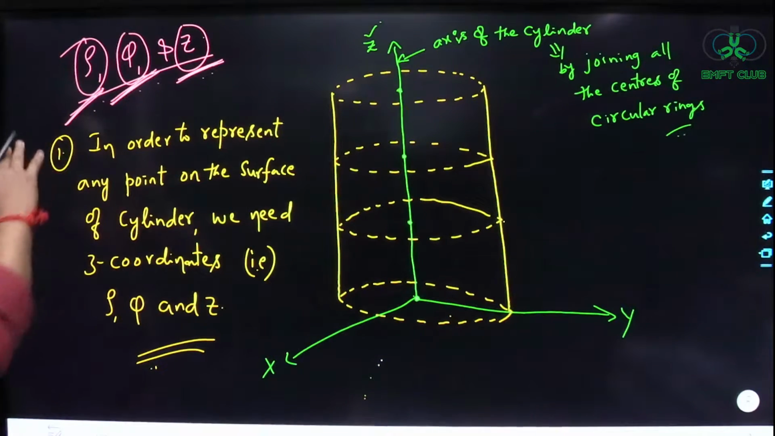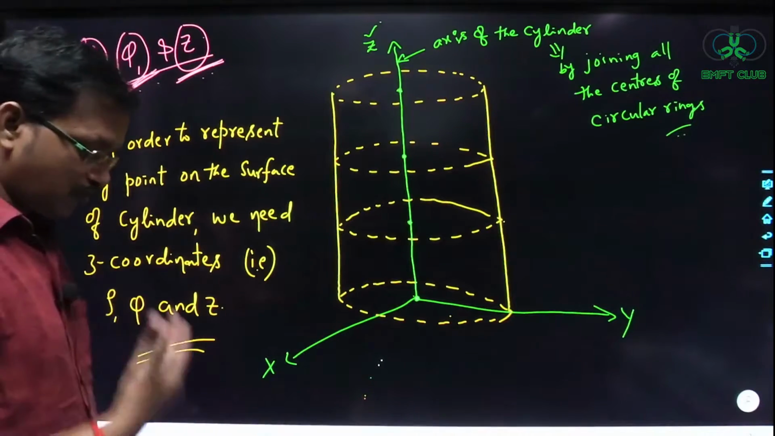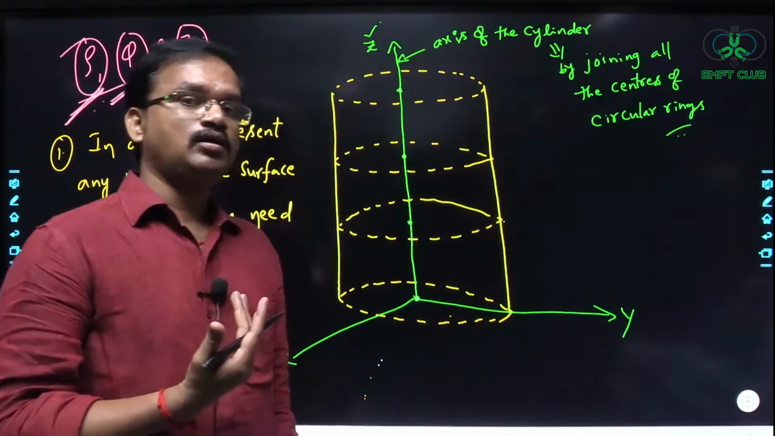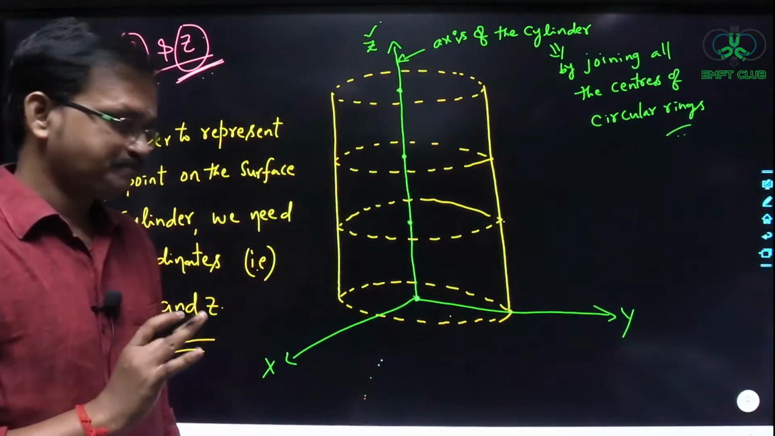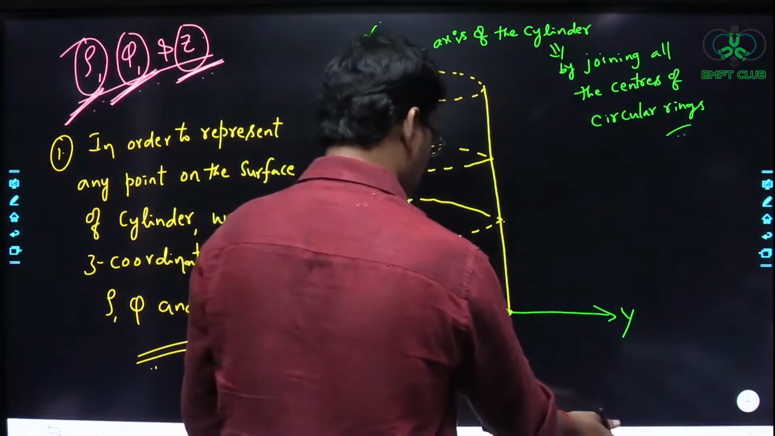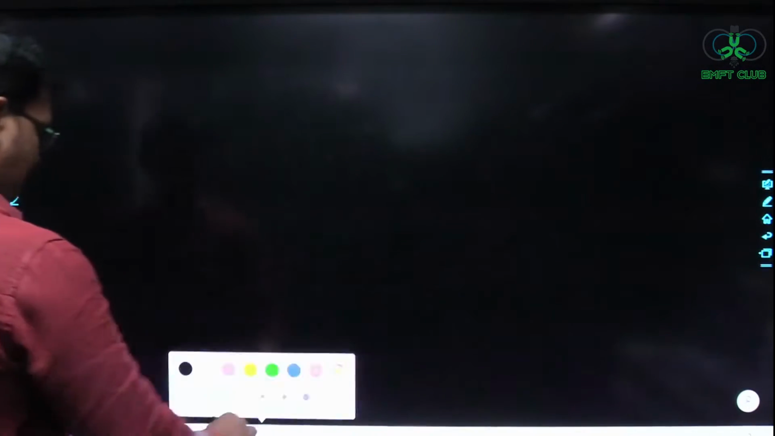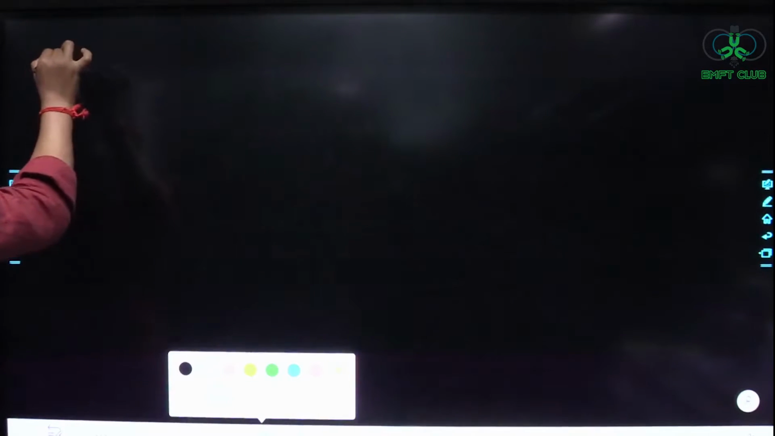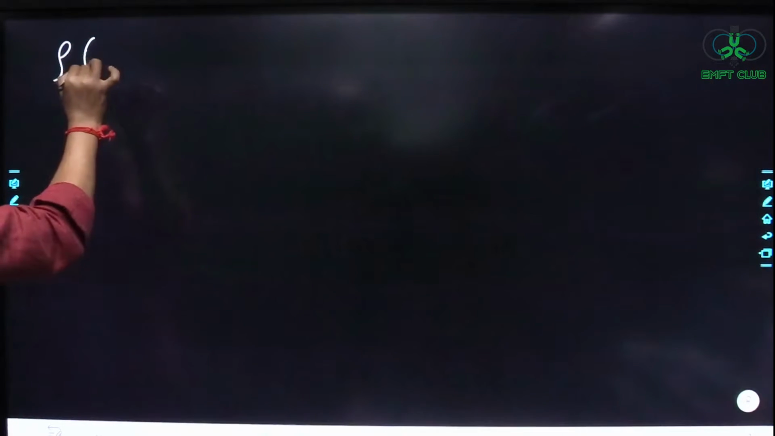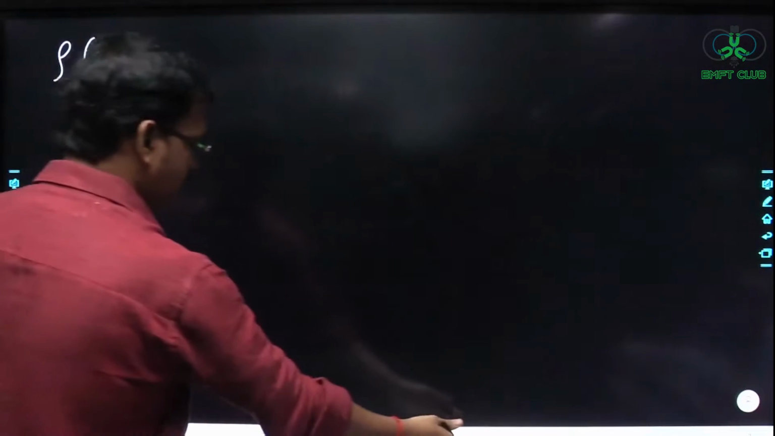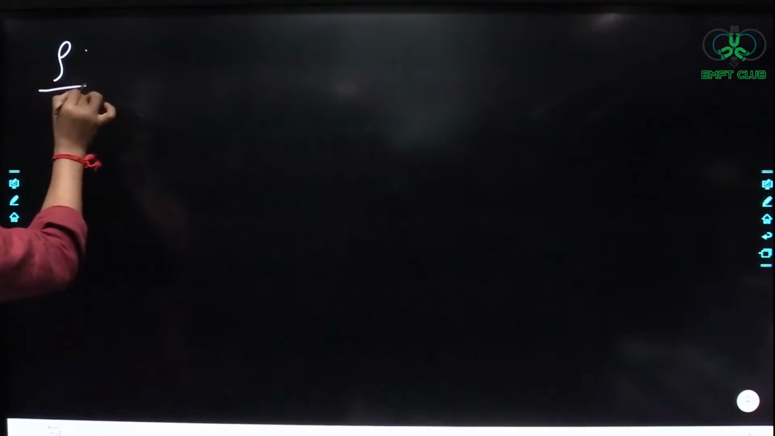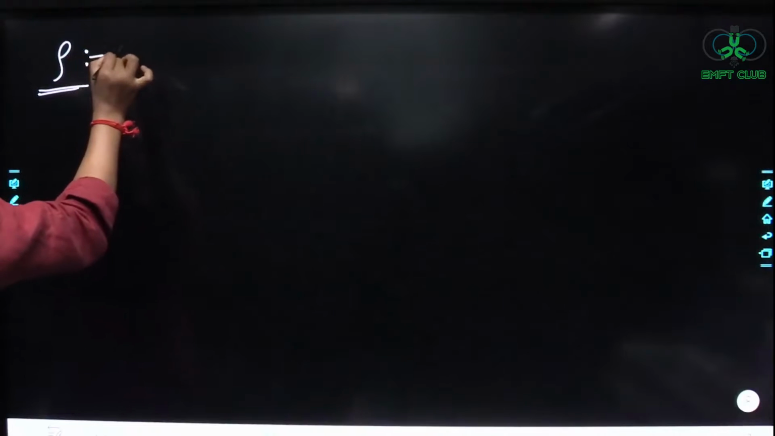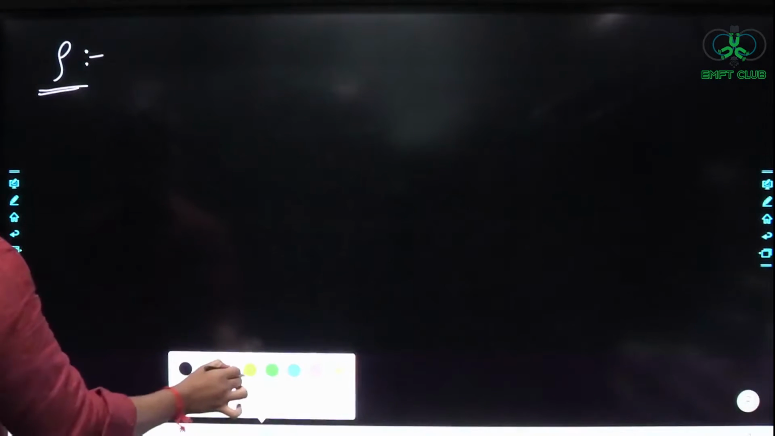Now we will see one by one. What do we mean by rho, and what is the range of rho, and what is the differential length along rho? These things we will see. So I am moving on to the next page. Next, write down for rho. Rho is called the radius of the cylinder.